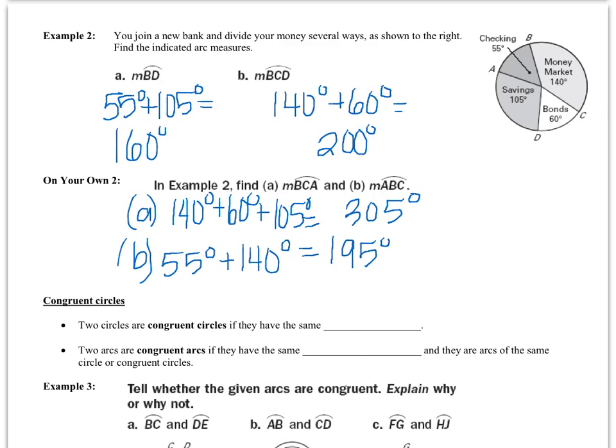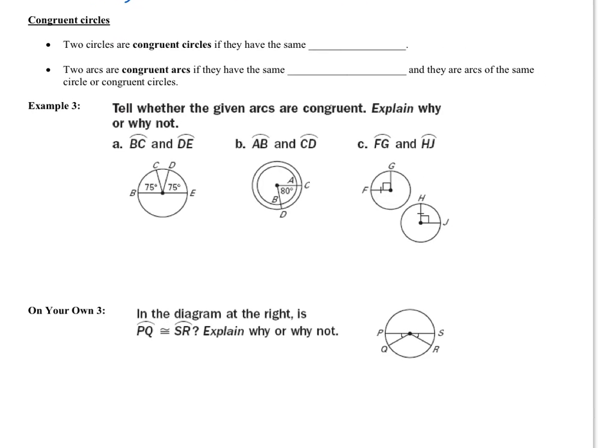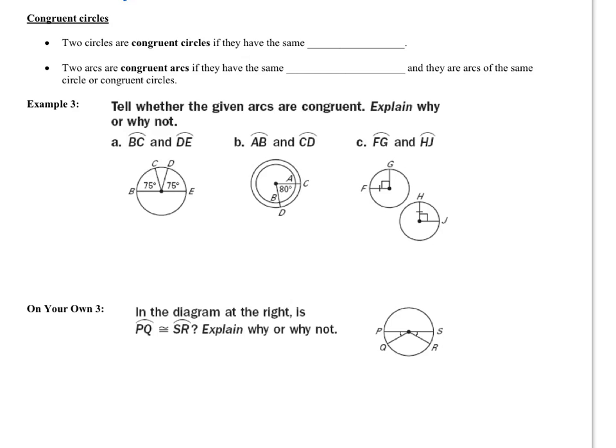Okay, let's talk about some congruent circles. It says right here, two circles are congruent circles if they have the same radius. Two arcs are congruent arcs if they have the same measure, and they are arcs of the same circle or congruent circles. So the circles have to be congruent circles or the same circle in order for us to know that the arcs are the same length.